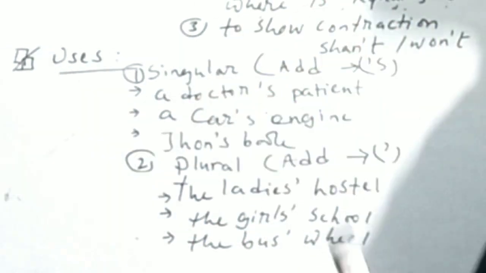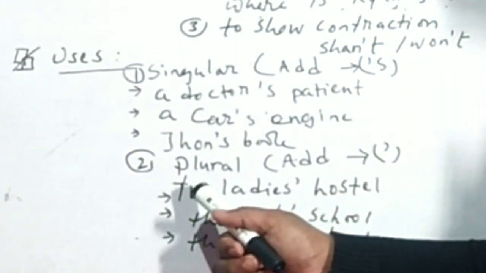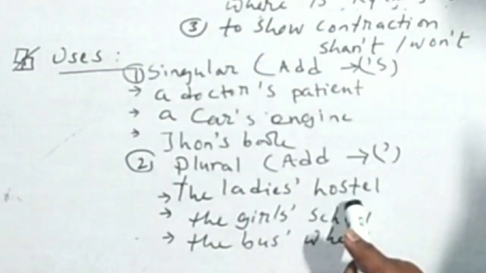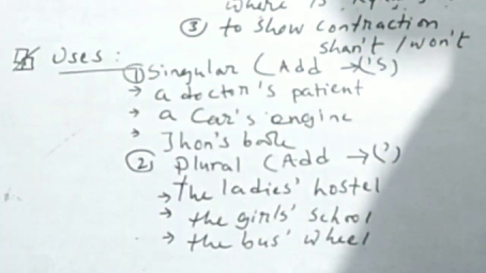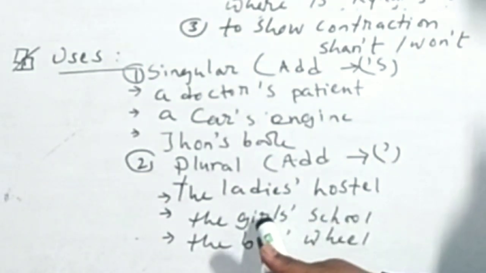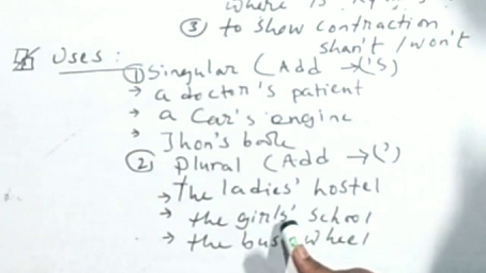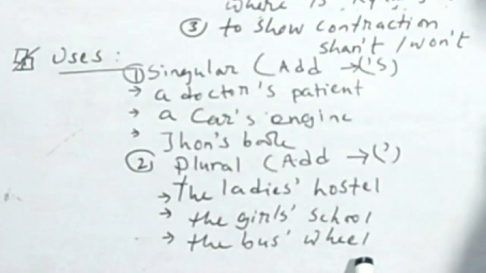Then another way, apostrophe is sometimes used with plural. For example, the ladies' hostel. Here ladies is plural. The girls' schools, girls is plural. So here we add just the apostrophe symbol, not s. Then the bus' wheels, here though the bus is singular, we use just an apostrophe to avoid the repetition of letters or words.